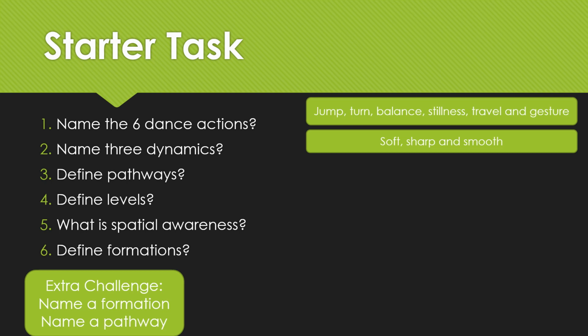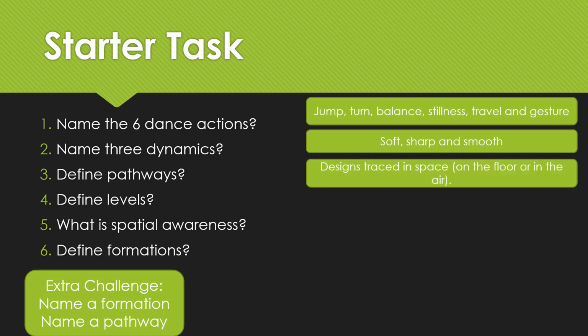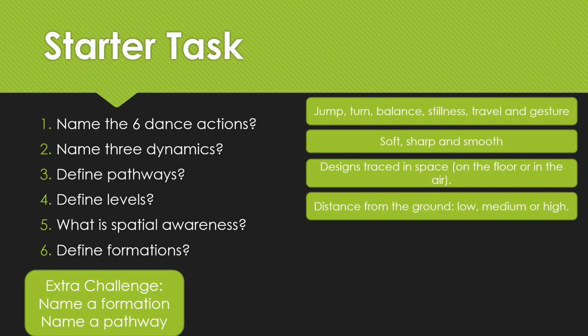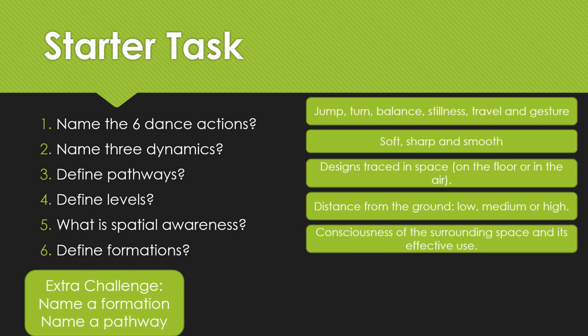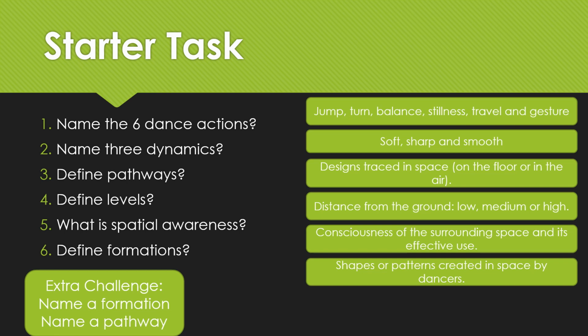Number 3 is defining pathways, which is the design traced in space. Okay, and we know that there are different kinds of pathways, which we'll get onto in our extra challenge. Defining levels, this is the distance from the ground, low, medium or high. Spatial awareness is the consciousness of the surrounding space and its effective use. So it's being conscious of everything around you and using the space effectively. Formations is the shape or patterns created in space by the dancers.